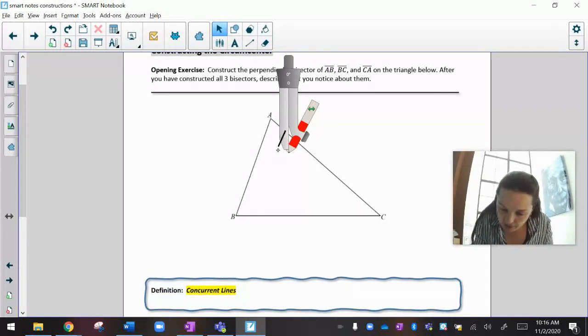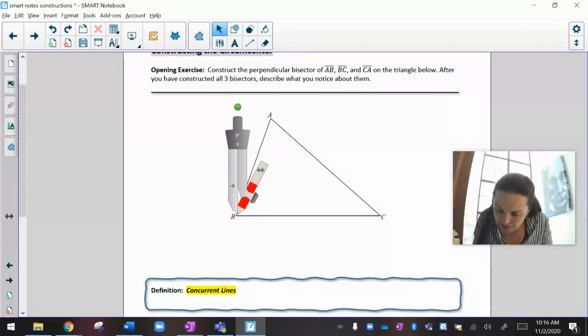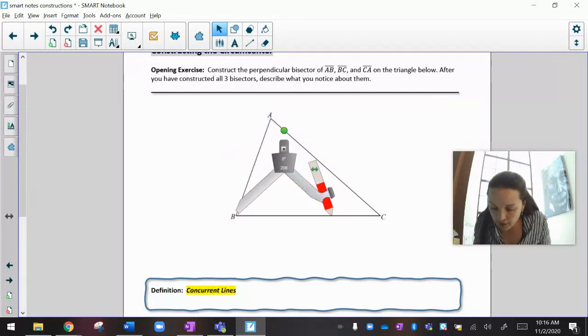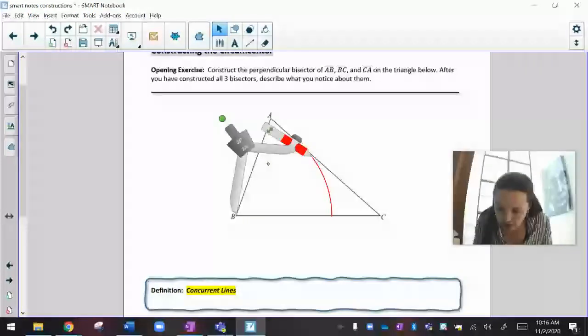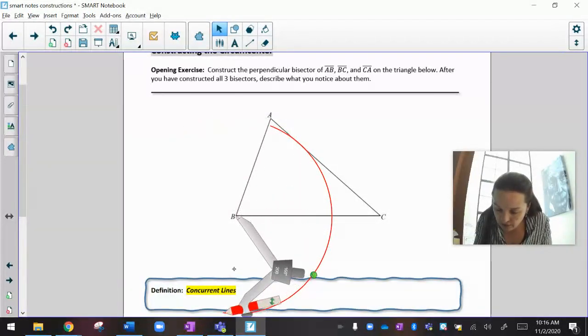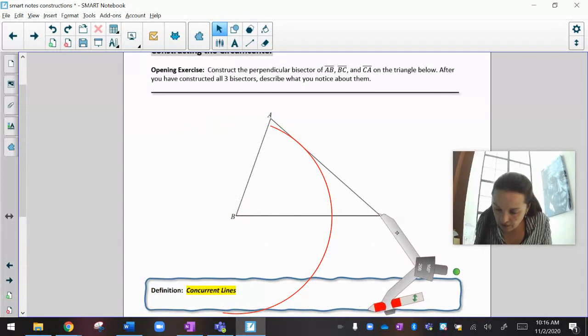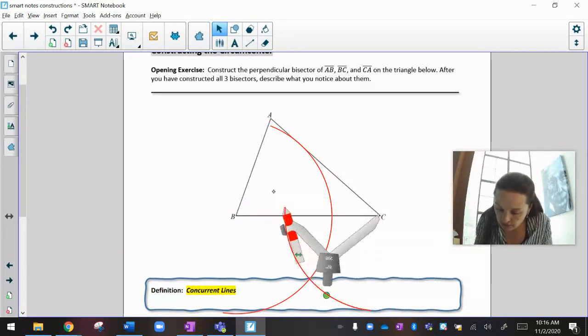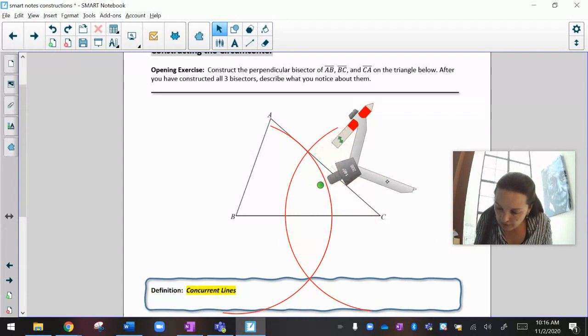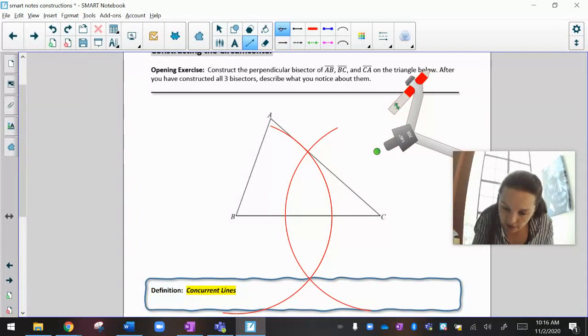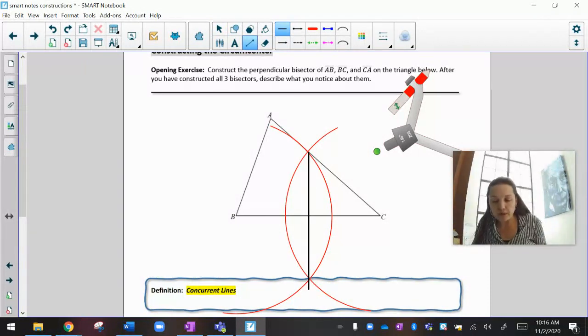I don't know why this is jumping. There we go. All right. And to make a perpendicular bisector, I'm going to start with BC just because it's on the bottom. I want to open more than halfway. Okay. And I'm going to draw one arc here, and then another arc down here. And then I'm going to connect the dots with a straight line. There's the perpendicular bisector of BC.